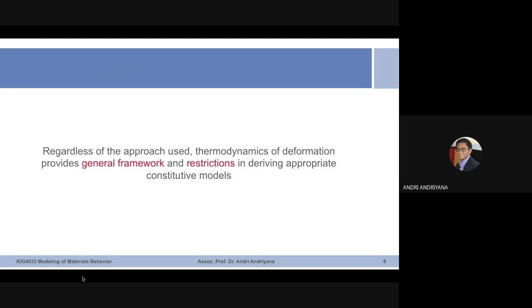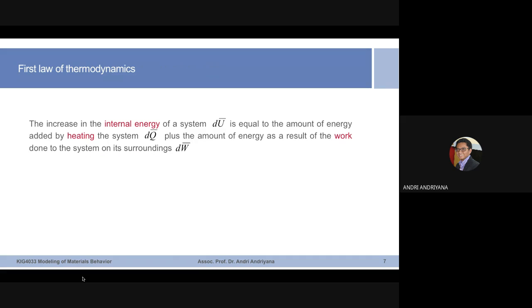Whatever approach or method we use, we always need to refer to thermodynamics because it gives us a general framework and restrictions: what we can have and what we cannot have in our mathematical model. That is the reason why we are going to look at the thermodynamics of deformation. We apply thermodynamics to solid materials under elastic deformations. We start with elastic deformations for simplicity.